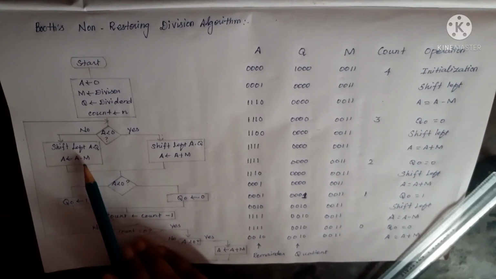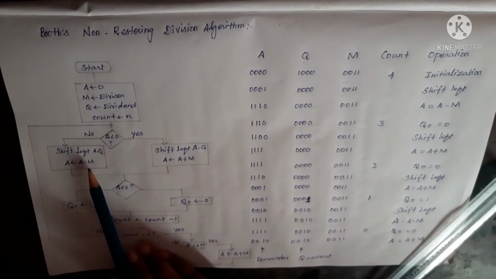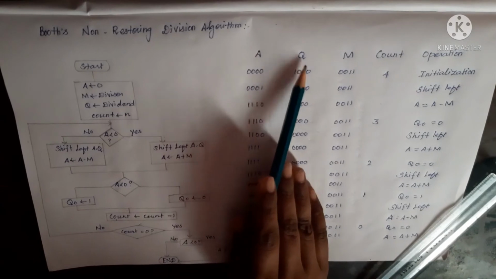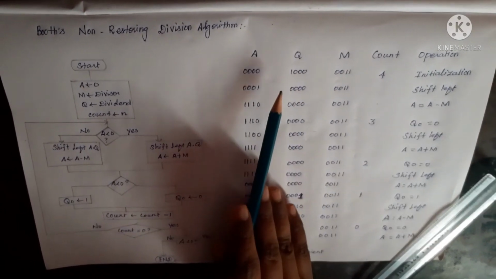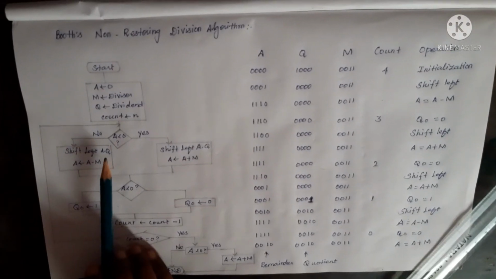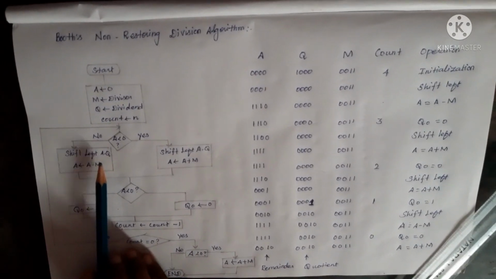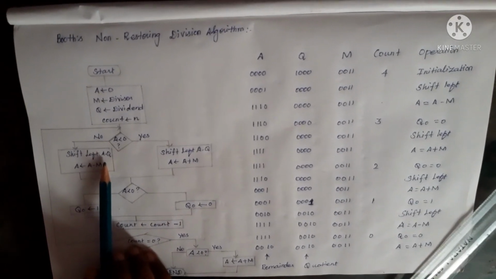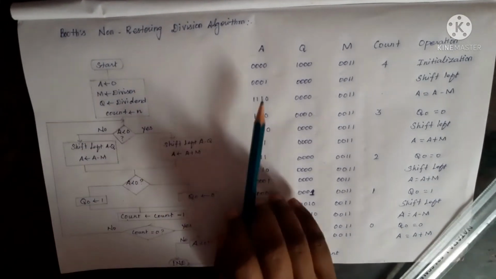In all Booth's algorithms, multiplication, division, restoring, non-restoring, remember to keep this sequence as it is: A, Q, M, Q minus 1 in multiplication, because we have to perform the shift left operation. If you change this order, then this left shift operation will not be correct. So from here, A less than 0? No. So we'll perform shift left A Q.